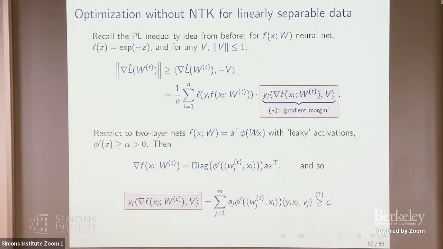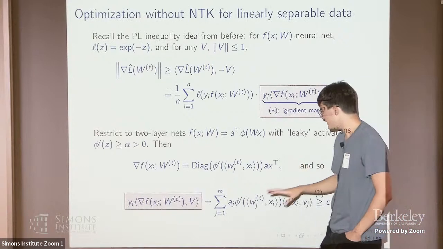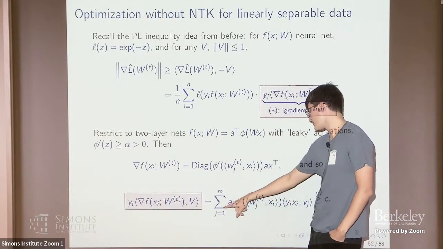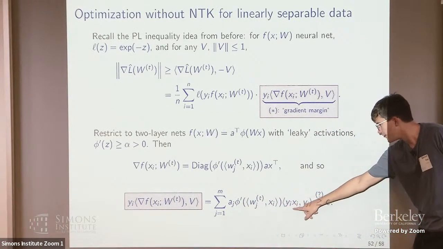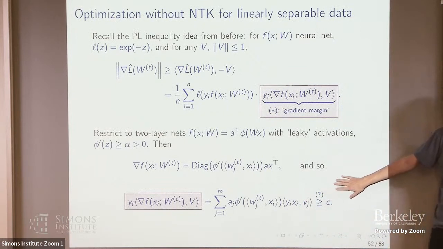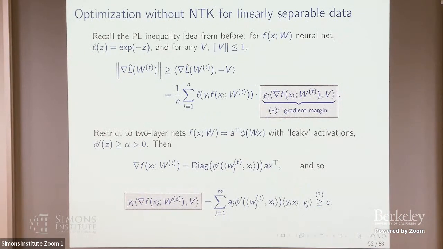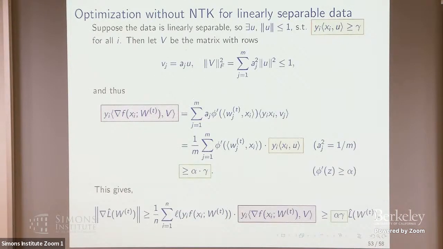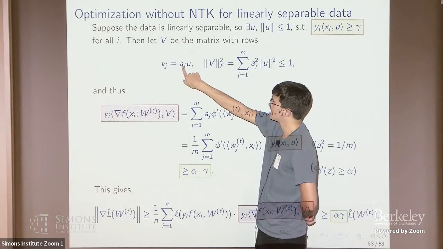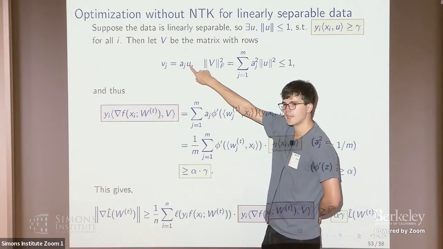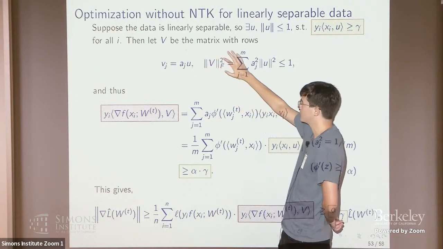If you write out what this gradient margin term is, we're given an average or sum of these a_j, phi prime of w_j^T x_i, and then y_i x_i dot v_j. The task is to construct these v_j such that this is always some positive constant. We'll consider linearly separable data that's separable by some margin gamma, and we'll let this matrix V have rows given by the scalar second layer weights a_j, and just the same vector u in every single row.